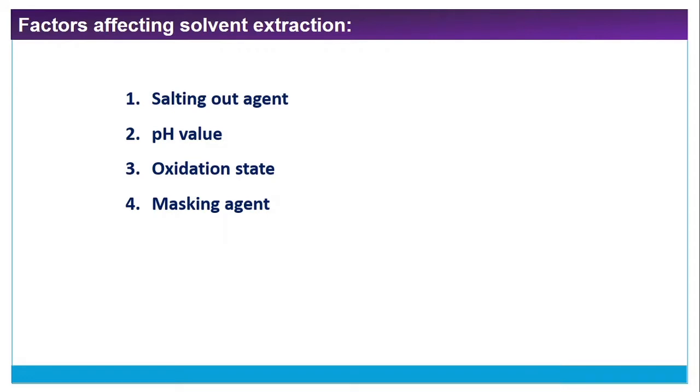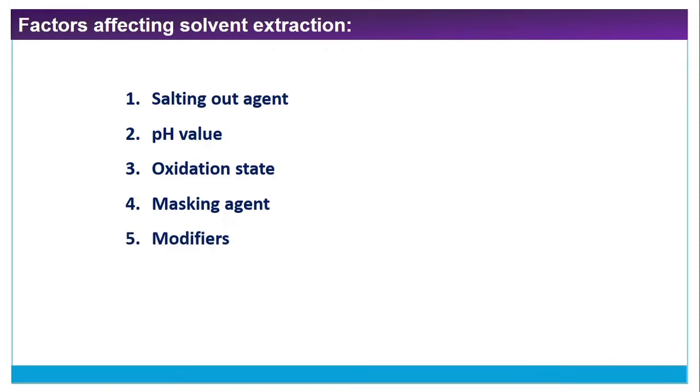So masking agents are the chemicals which mask the ions, which prevents these ions from reacting in another chemical reaction. So this is called masking agents. There are many masking reagents like tartarate, citrate, fluoride, cyanides and EDTA. So we can avoid the solvent extraction or we can increase or decrease the solvent extraction by using these masking agents. The fifth factor is a modifier.